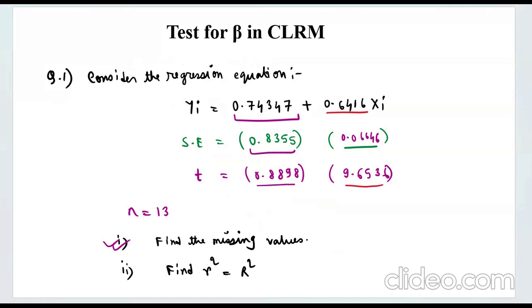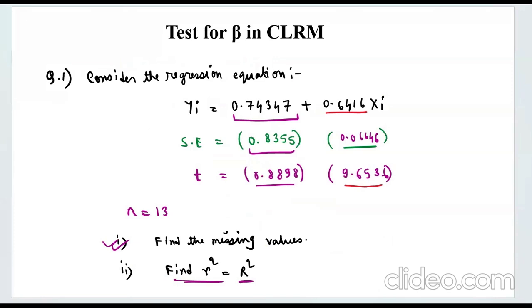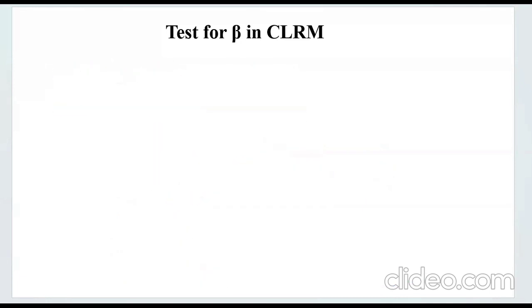Now the next question is interesting. Find R square, or capital R square, whatever you call it. So what is the relationship? Now see, from this question, you don't have any other additional information. You only have the T statistic values for both alpha and beta. Now what we can do is derive a relationship between R square and this T statistic and the sample data. So let's see how we can derive the relationship.